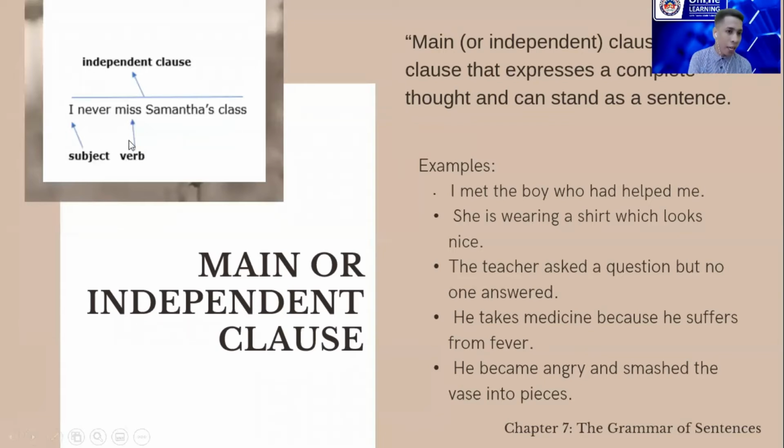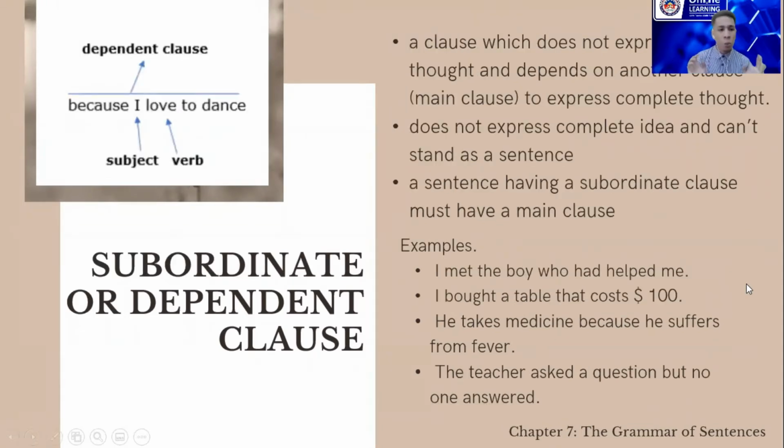So the subject here is I, the verb is miss. So the independent clause here is the whole sentence. Okay? So those are the following sentences. As long as we can understand it explicitly, that is already an independent clause. So let's proceed now to subordinate or dependent clause.